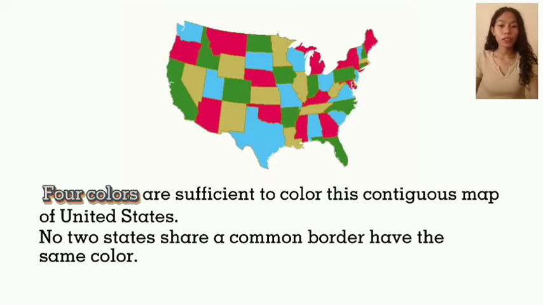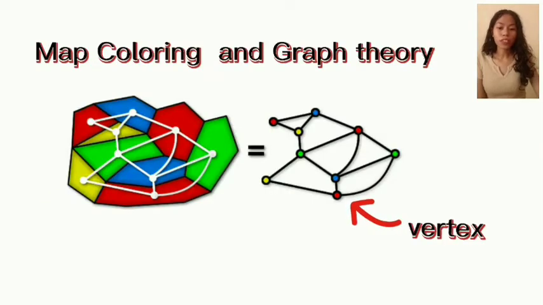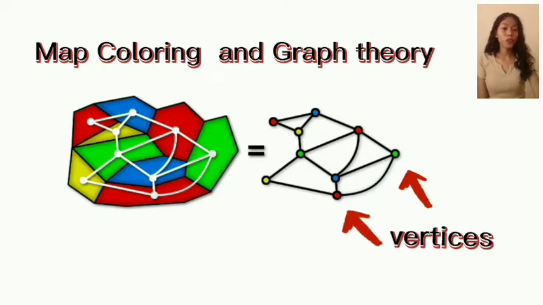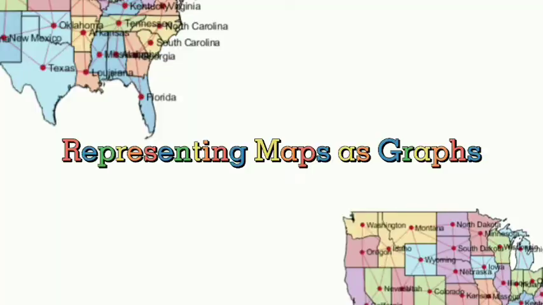We have this contiguous map here of the United States. This map has only 4 colors, and no states that share a common border have the same color. There is a connection between map coloring and graph theory. Maps can be modeled by graphs using the countries as the vertices, and two vertices are adjacent if the countries share a common boundary, representing maps as graphs.